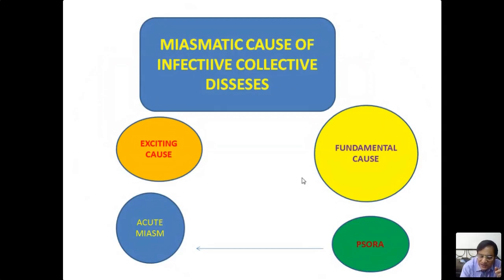The exciting cause is there, and there is the acute miasm, the fundamental cause always in case of acute disease. Psora is there; even in that pandemic, psora is behind it. It is a single episode, caused by the acute miasm, and you have to consider that the acute miasm is there.